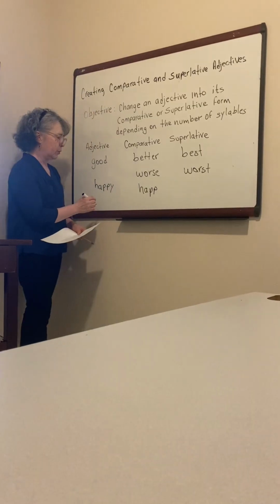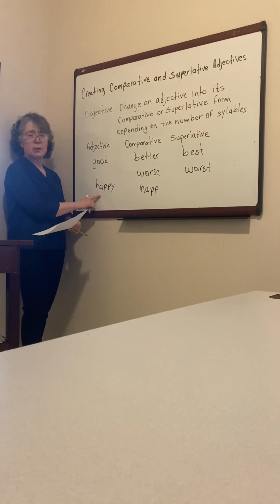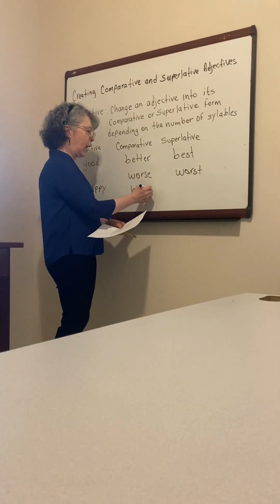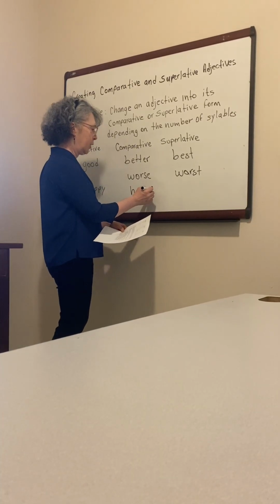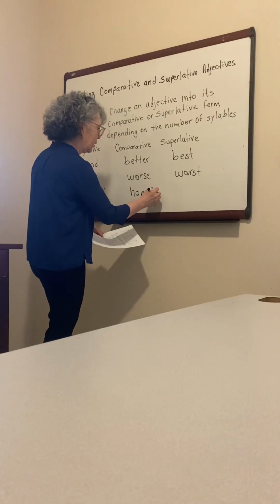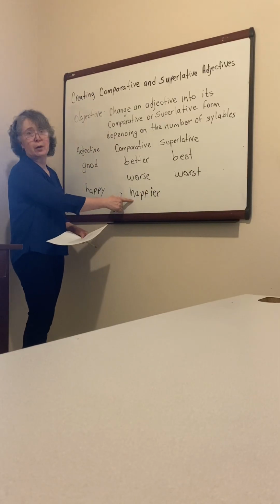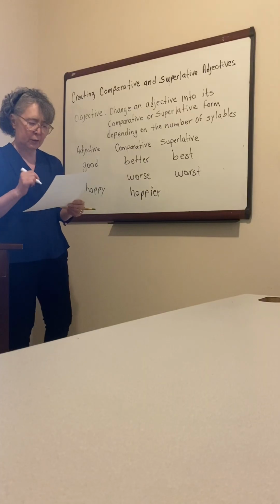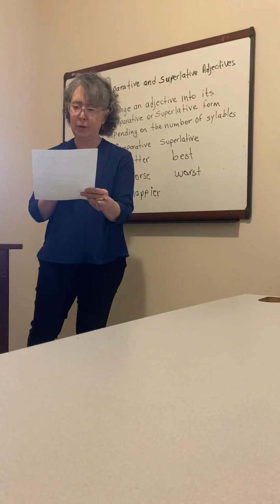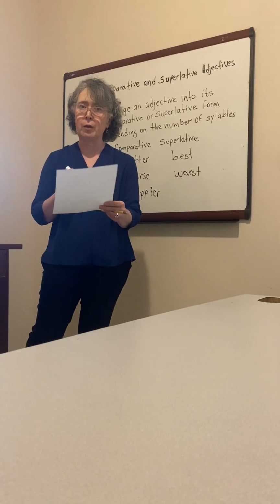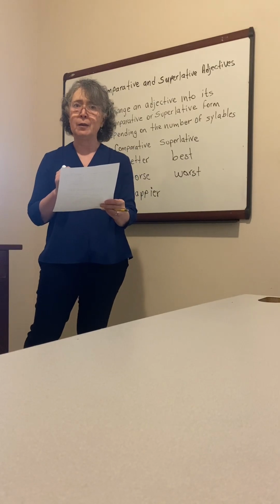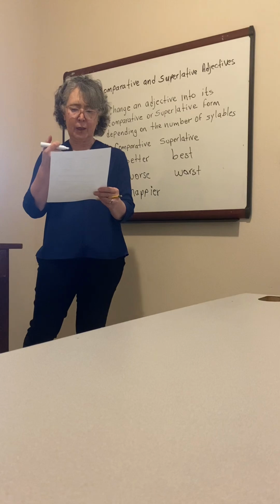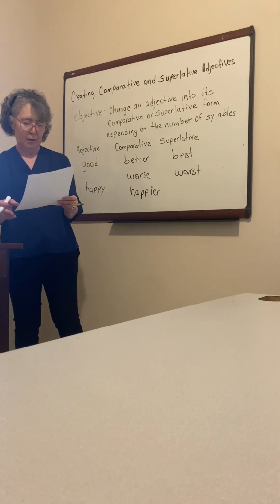See, there's a rule here. When the adjective ends in a Y, we're going to change the Y for I, and then we're going to add the ER. Happier, happier. So watching television makes me happier than doing homework. Okay? You got that? Great. Okay.